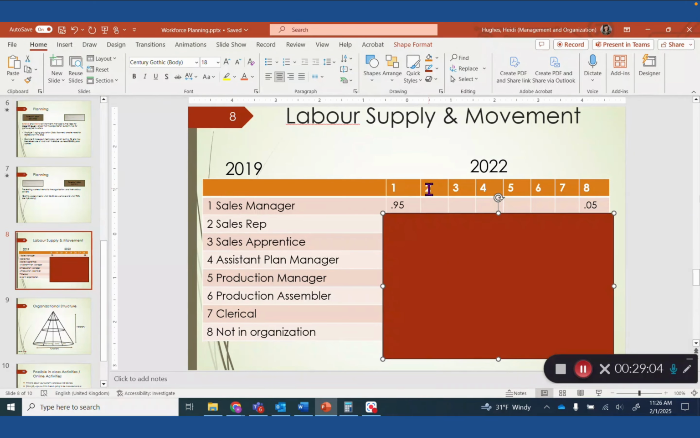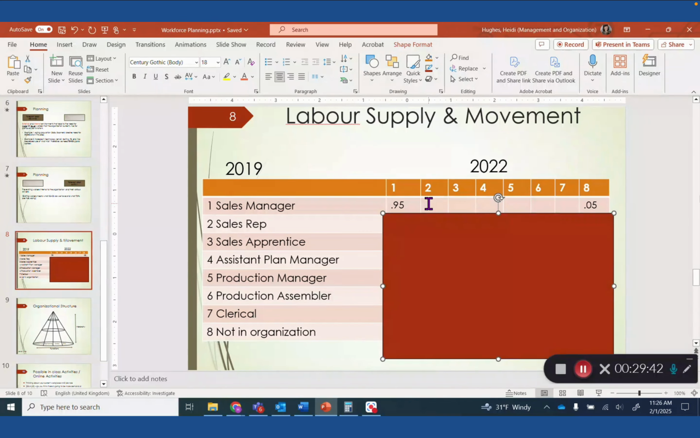If I look at column 2, that is representing sales representative. Column 3 is representing sales apprenticeship. Column 4 is representing assistant plant manager. Column 5 is representing production manager. Column 6 is representing production assembler. Column 7 is representing clerical. And then column 8 is representing not in organization. So in a 3-year period, we've lost 5% of our sales managers.